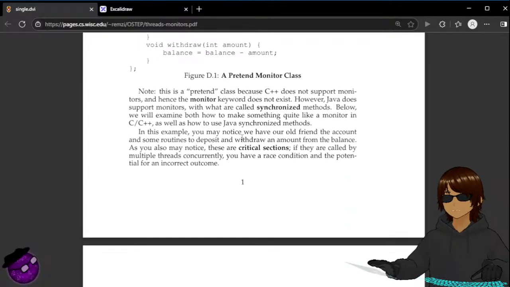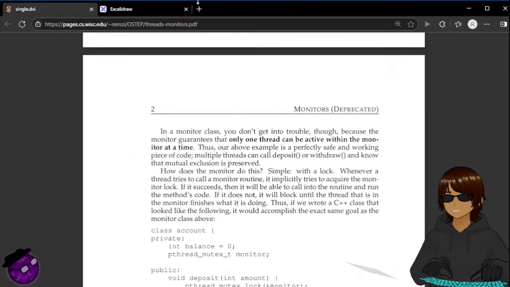In this example, you may notice we have our old friend the account and some routines to deposit and withdraw an amount from the balance. You may also notice these are critical sections. If they are called by multiple threads concurrently, you have a race condition and the potential for incorrect outcome.